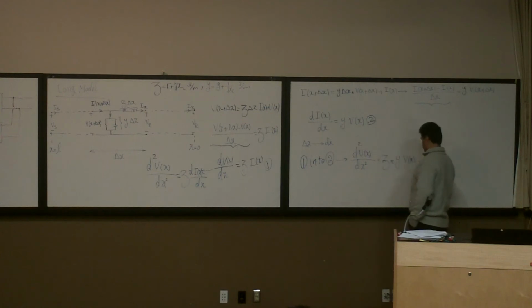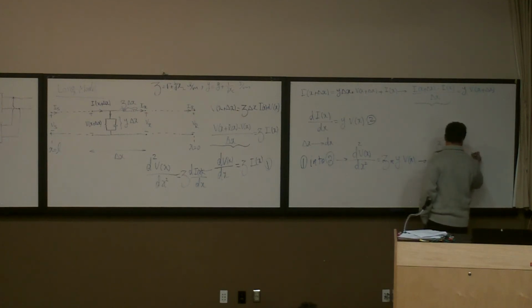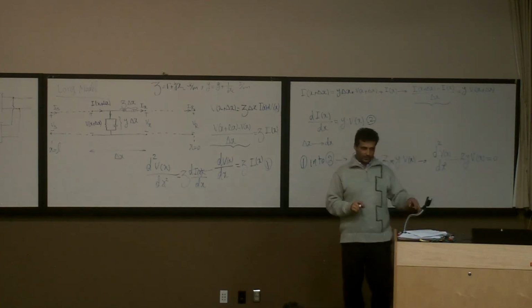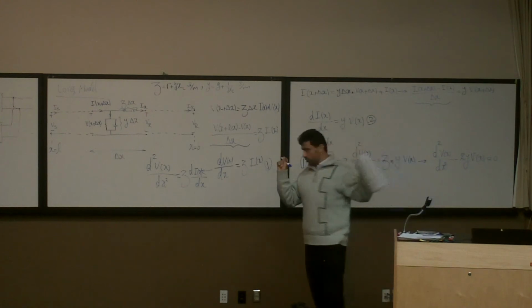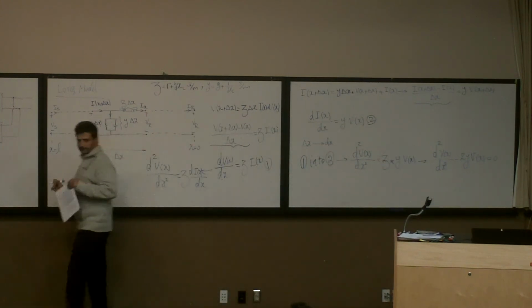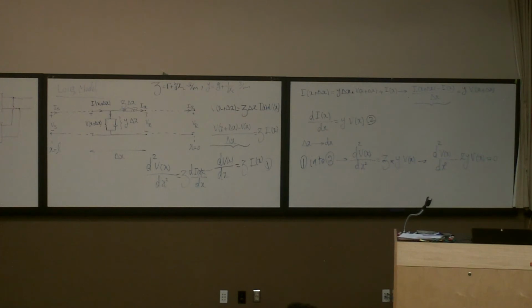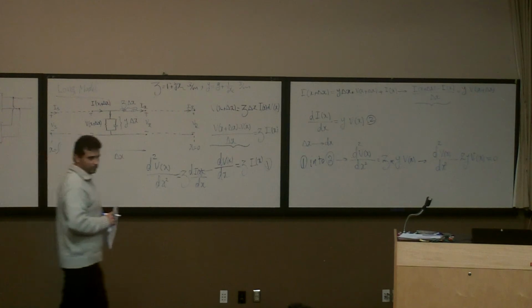So basically it's going to be d2V over dx2 minus ZY V equals 0, right? This is a differential equation of this part of the line. This is very simple to solve, right? You know what's the answer for this one? Can you remember it from what you learned before? But that's very simple to solve, right?